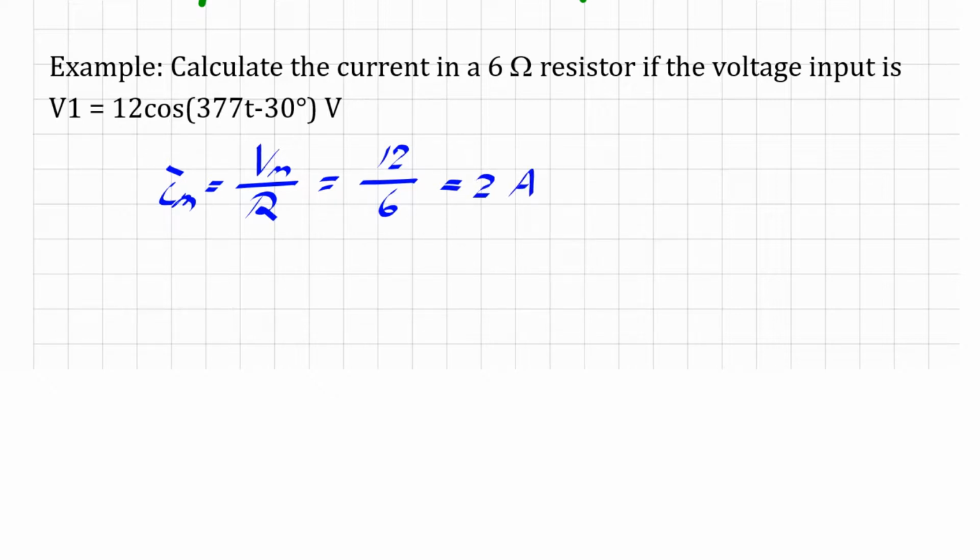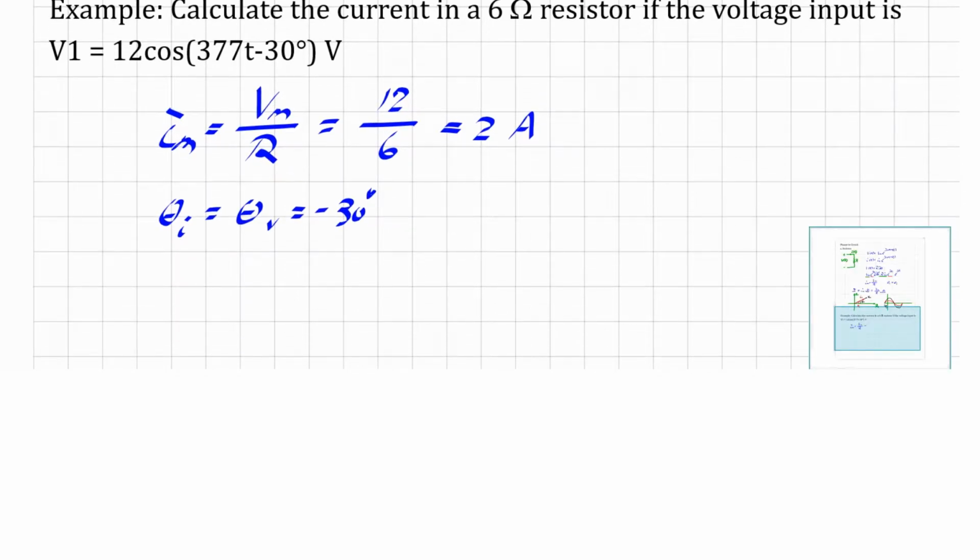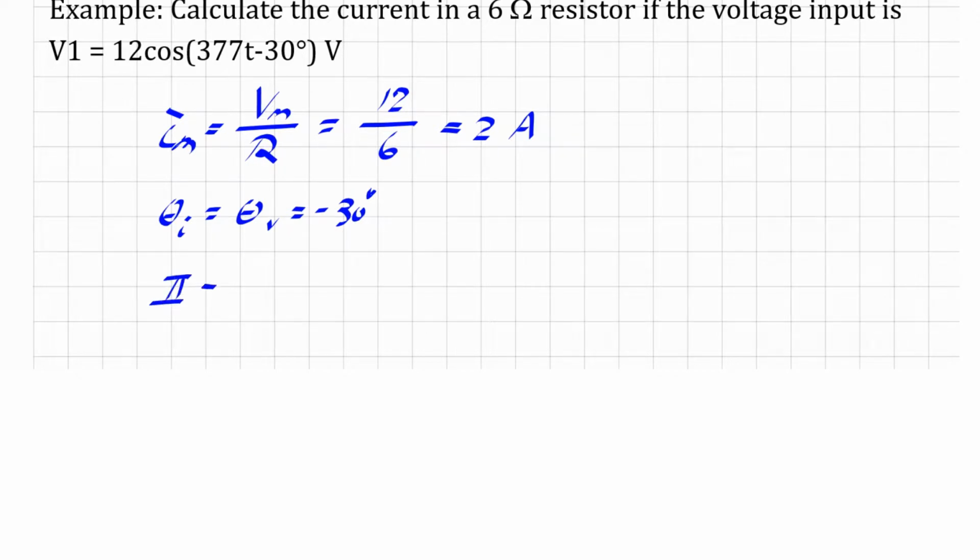Now the phase angle. We remember theta I is equal to theta V, which is equal to negative 30 degrees as well. And therefore, the current in phasor form is just equal to 2 at negative 30 degrees amperes. And by the way, the voltage in phasor form is 12 at negative 30 degrees.